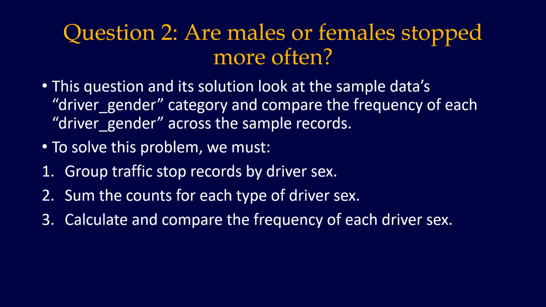This question and its solution look at the sample data's driver gender category and compare the frequency of each driver gender across the sample records. Although gender is included in this category's name, this field more accurately denotes driver sex, as the only values included represent male or female, for example, M or F. To answer this question, we must first group the traffic stop records by driver sex, sum the counts for each driver sex, and calculate and compare the frequency of each driver sex.